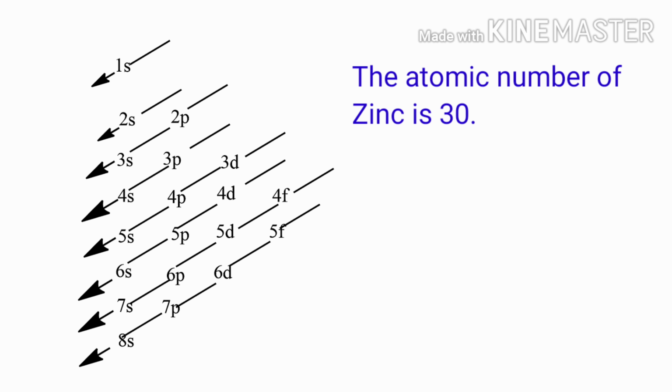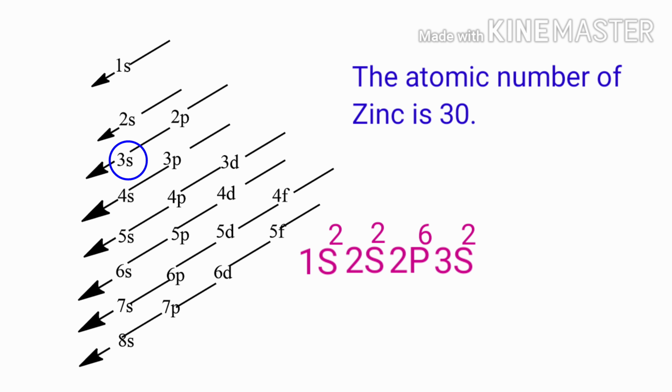In writing the electronic configuration for zinc, the first two electrons will go in the 1s orbital. Since 1s can hold only 2 electrons, the next 2 electrons for zinc will go in the 2s orbital. The next 6 electrons will go in the 2p orbital. The p orbital can hold up to 6 electrons. We will put the 6 electrons in 2p orbital and then put the next 2 electrons in the 3s.